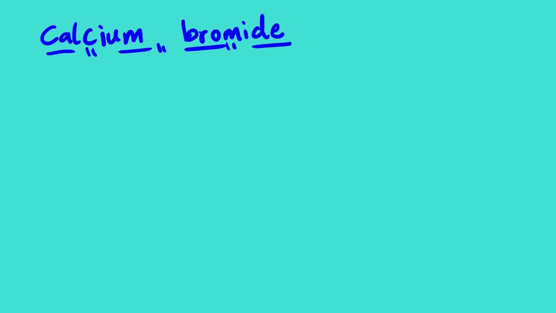Now in this case, we have to give a molecular formula of this name. It's calcium bromide. You can see that the first part of this name is calcium. It means that the molecular formula will consist of calcium. And then bromide, it comes from bromine. So our molecular formula will have bromine, Br.